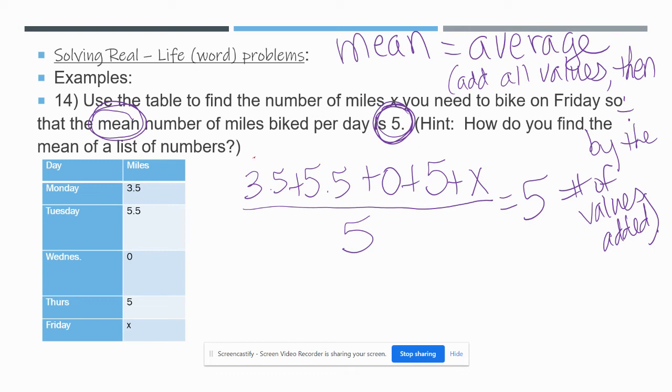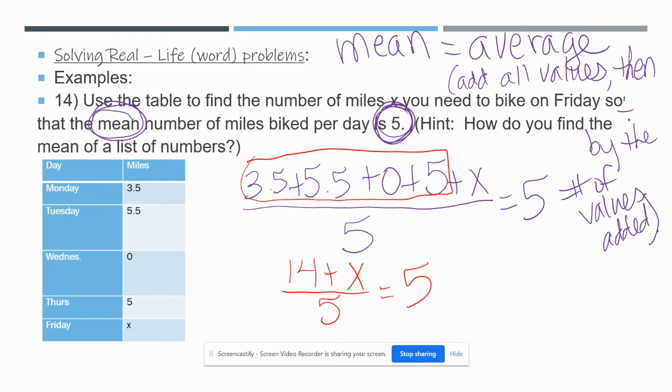All right, well, let's start with finding out what all of this is. So 3.5 plus 5.5 plus 0 plus 5 gives us 14. So 14 plus x divided by 5 is 5. Now remember, there's kind of imaginary parentheses up here. In order to be able to get x isolated, we have to start with getting rid of the 5 that's in the denominator. So technically right now, this is dividing by 5 on the left. The opposite of dividing by 5 is multiplying by 5, which we do on both sides.